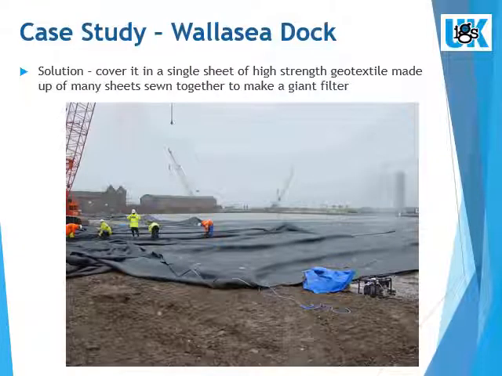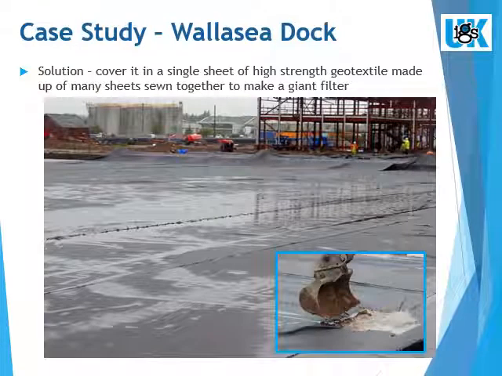The solution was to supply a series of high-strength sheets of fine filter geotextile, which are then sewn together into one giant piece. The sheet is then pulled across the dock, floating on the surface water. Fill is then placed around the perimeter to act as an anchor. Note the water coming up through the filter as the first bucket load is placed.